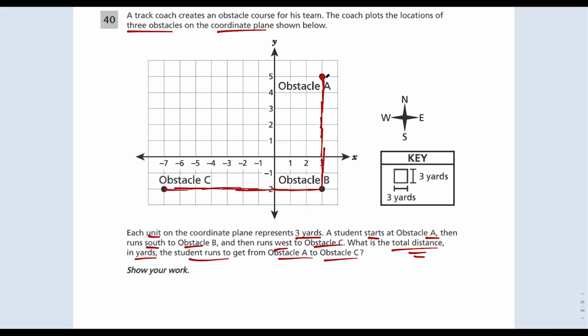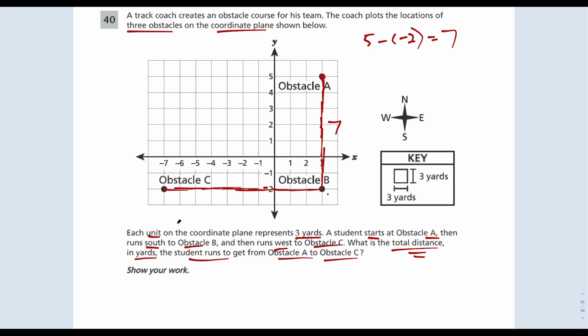So for this one here, the first thing we should do is count the boxes. So they're going down 1, 2, 3, 4, 5, 6, 7. Now, let's say you're nervous with counting. Just know that they're going from 5 to -2. So if I did 5 minus -2, 5 minus -2 would also give me 7. So that's 7 units that they're going down like this.